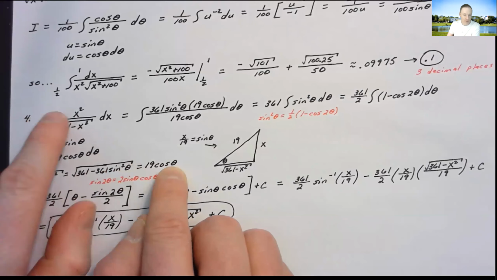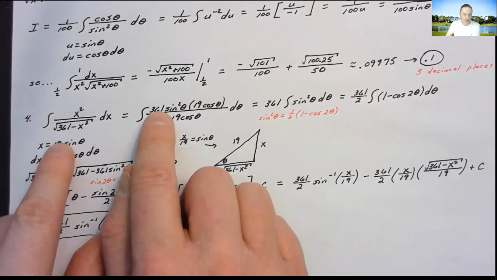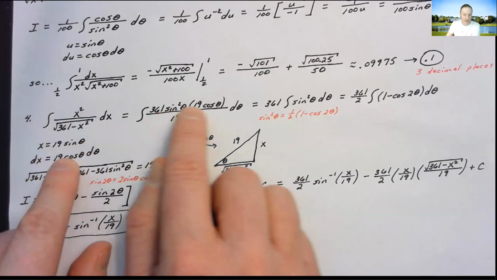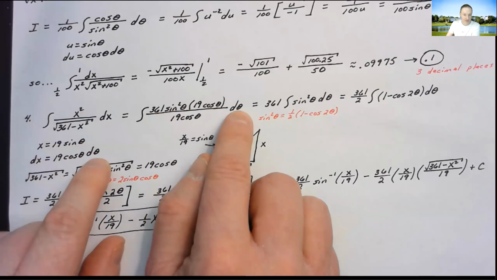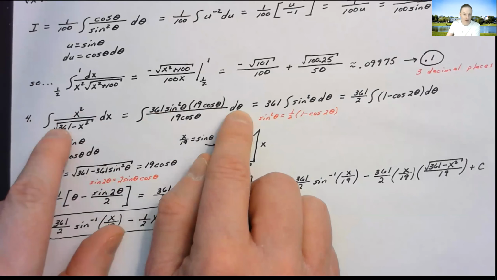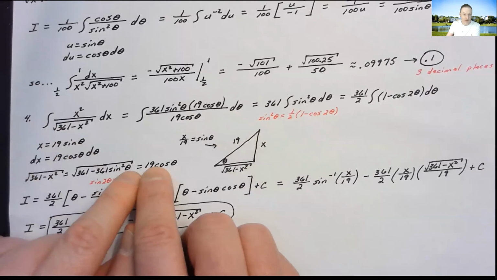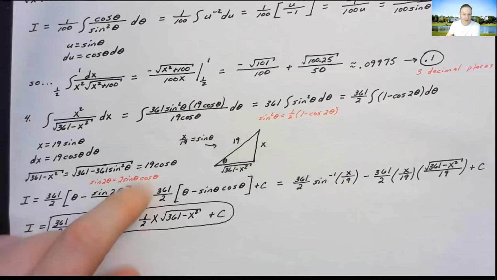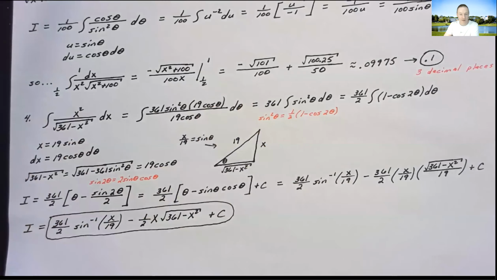I go back into my problem. X squared is going to be 361 sine squared theta times dx. Well, that's your 19 cosine of theta d theta. Your denominator, I've already shown that root is equal to 19 cosine theta. That 19 cosine theta cancels with a 19 cosine theta in the numerator.